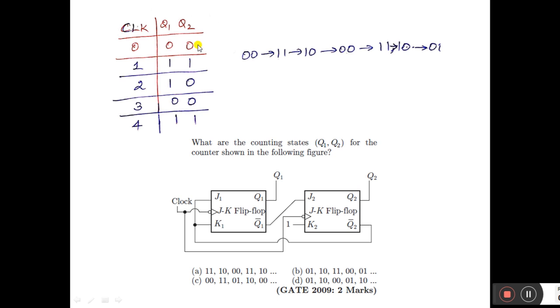So the sequence is 0 0, 1 1, 1 0, 0 0, again 1 1, repeated, again 1 0, then 0 0, it repeats continuously. So as per this, whatever the answer we are getting, option A is correct. 1 1, 1 0, 0 0, again 1 1, 1 0, it repeats. So the counting sequence of this circuit Q1 Q2, option A is correct.